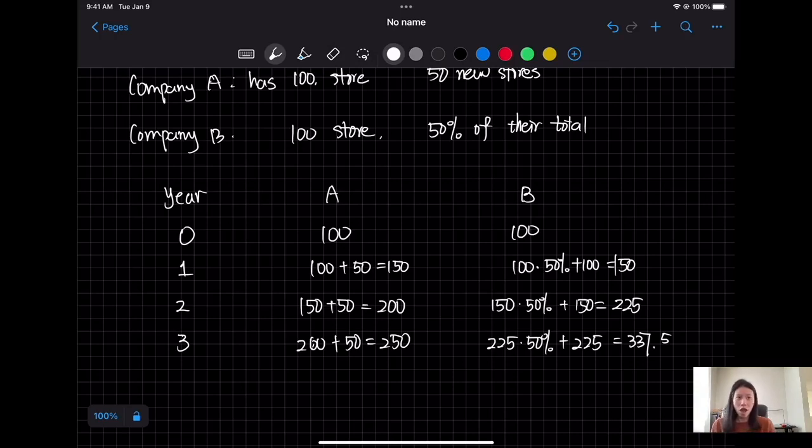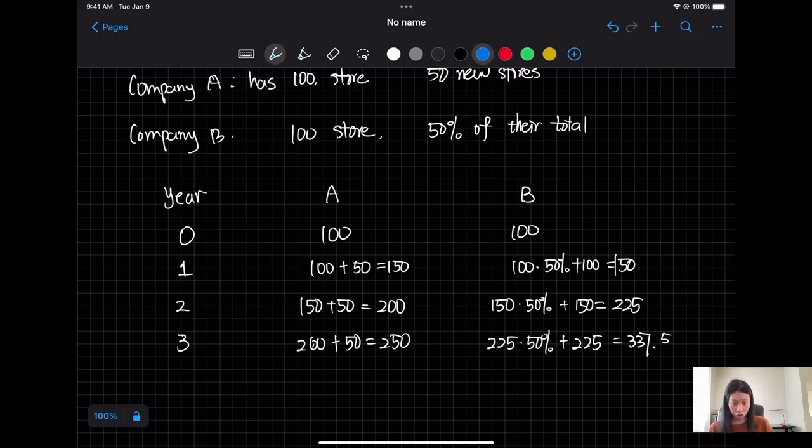Notice that for the percentage growth each year, the company grows by 50% of the current year's total. So Company B is going to grow faster, right? The way that this company grows, we will say, is an exponential growth. So let's summarize it. What does this look like?